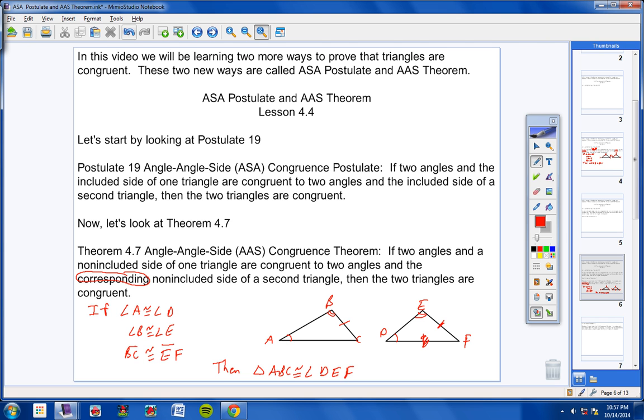Look guys, whenever you're using angle, angle, side, you have to have the corresponding side be congruent with the corresponding side. You can't go 1 mark angle, 2 mark angle, side, and then over here go 2 mark angle, 1 mark angle, side. It has to go in the same order, okay? It has to be angle, angle, side like this, angle, angle, side like this, okay?